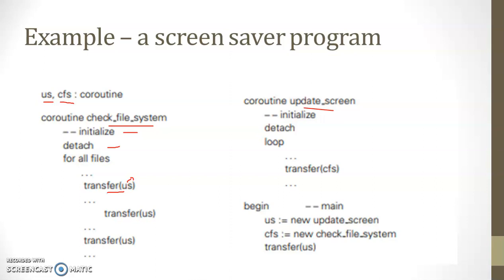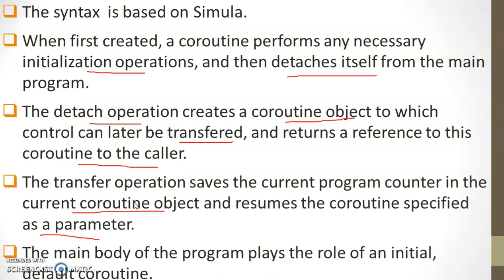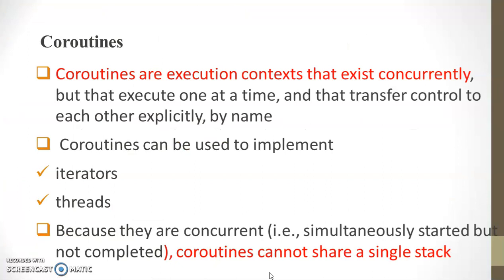In this example program, transfer of US means there will be some PC value that is saved within the current coroutine object, and then the transfer is given to US, the update screen. The main body of the program plays the role of an initial default coroutine. So the main program is treated as a default coroutine. We have seen earlier that coroutines execute concurrently, so they can be used to implement iterators and threads.